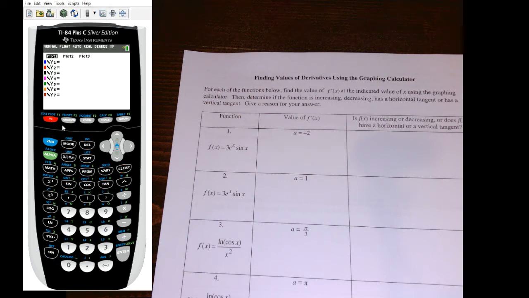Go to y equals and type in your function, 3e to the x and then sine of x. The easiest way to put this information in your calculator and get the calculator to do the derivative for you is to type it into y1 and store the function there. Now, because my calculator is a little bit blurry, I'm going to go back to the whiteboard and type out the steps for you so you can see them.